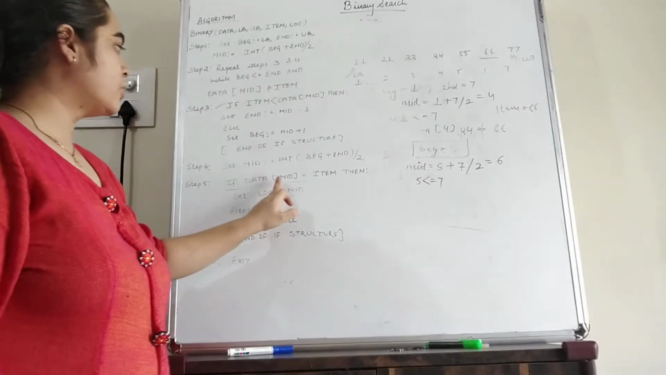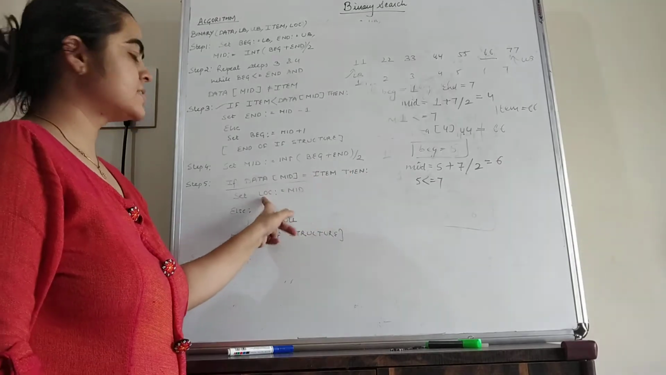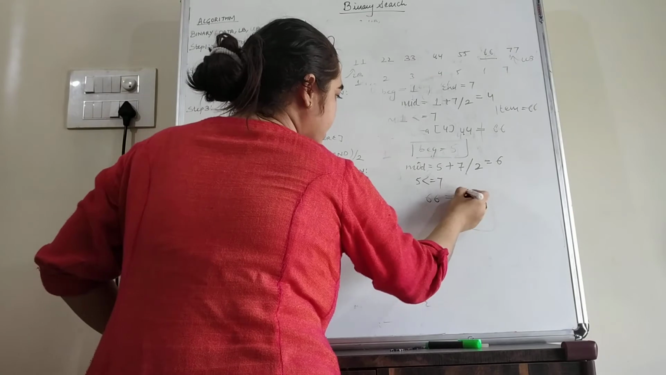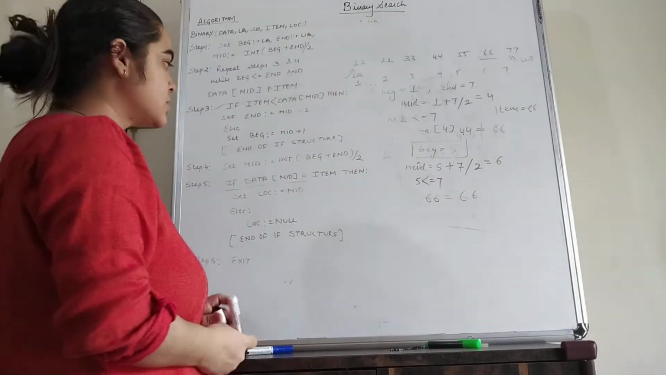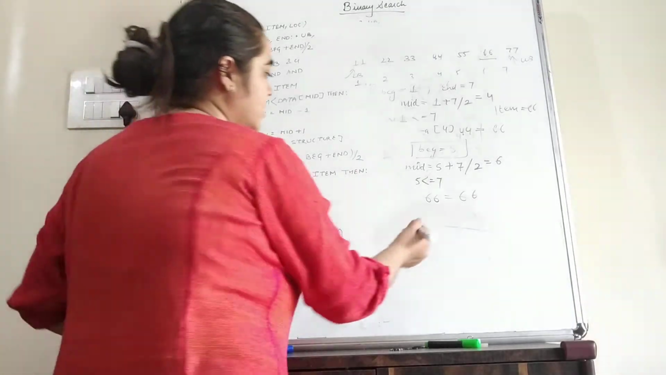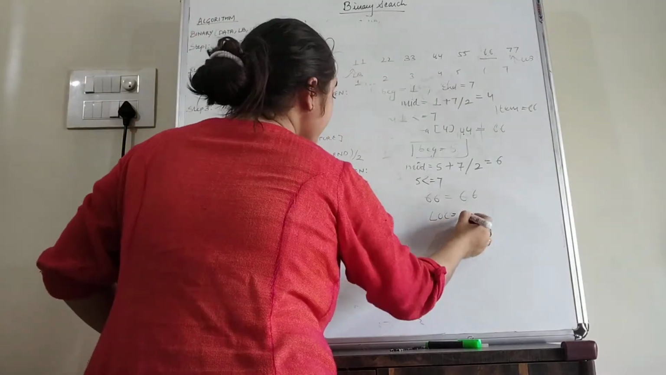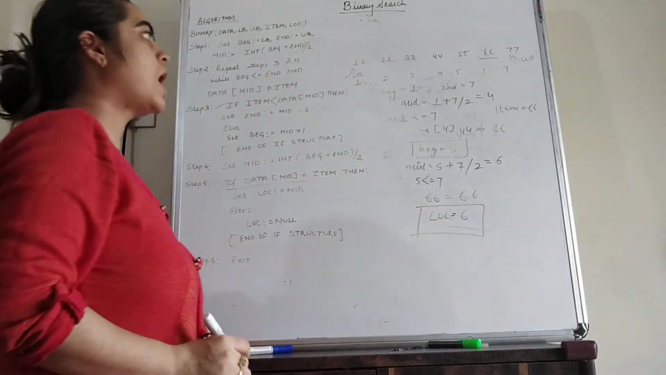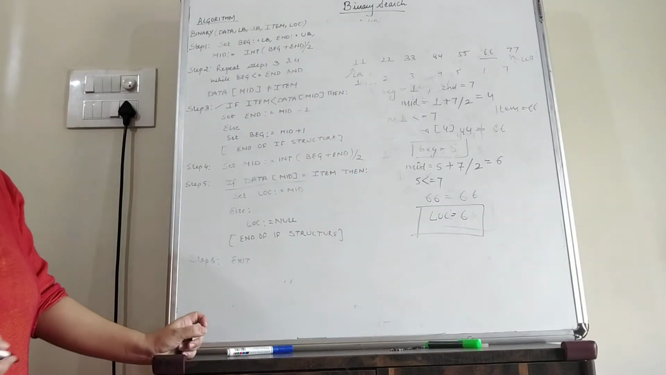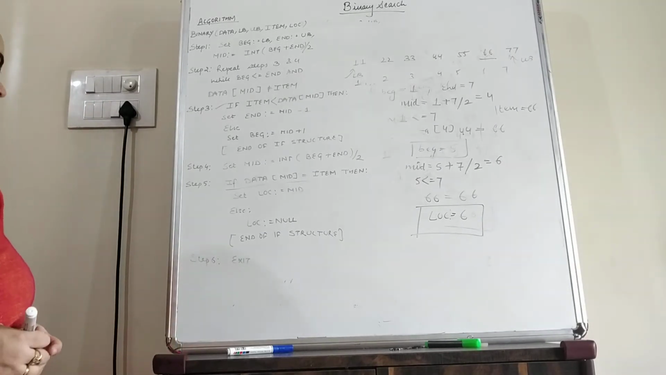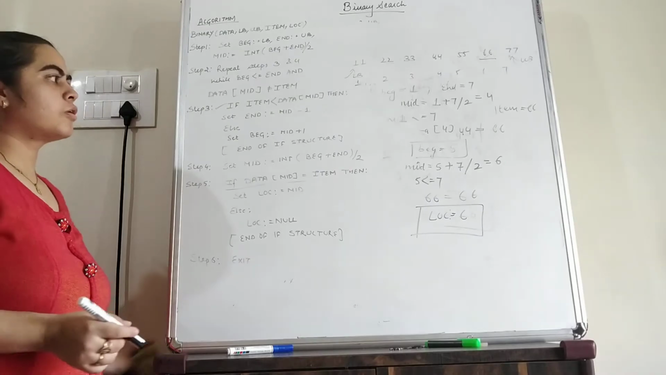Here, if data of mid is equal to item, then we set location equal to mid. The data in the mid is 66 and the item which we want to search is 66. So if 66 is equal to 66, then we set location equal to mid. Now the mid is 6. That means 6 is the location where our item is present which we want to search from this sorted array. So this is how we can find the data element from the binary list.